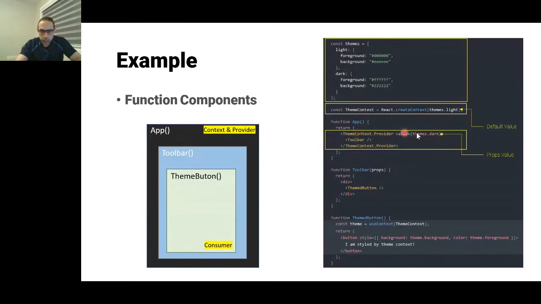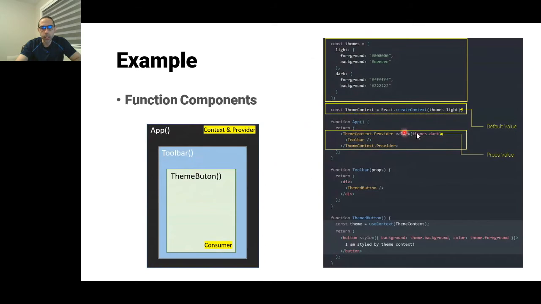Then down here, you can see that in the theme button component, just by using the use context, we got access to the state within the React context. So here the style can be set based on the context state. So it's really simple, and it doesn't take much to set up and use in your app.